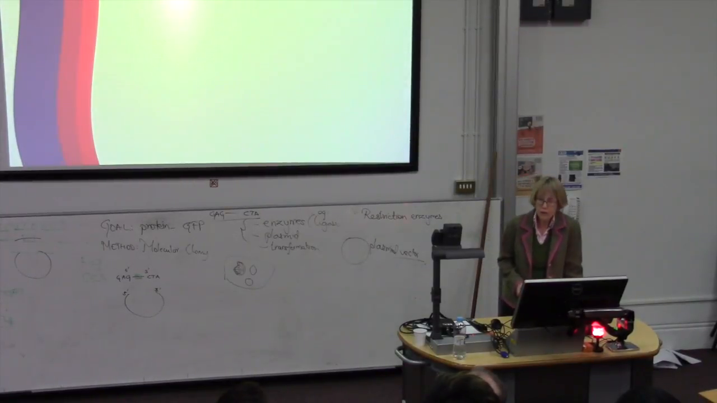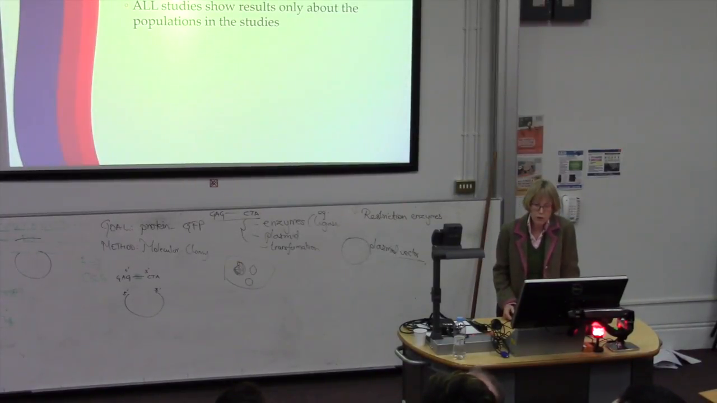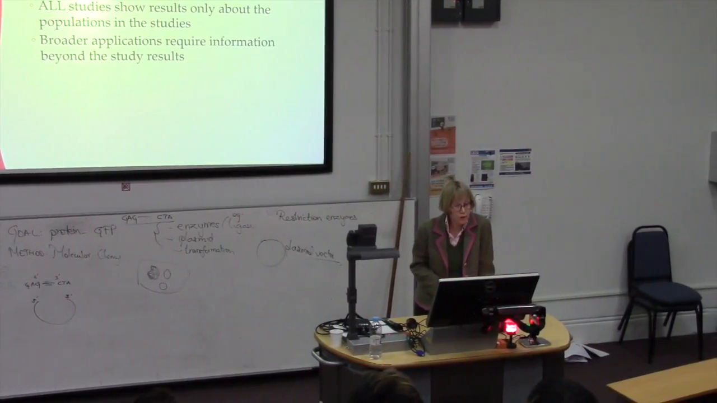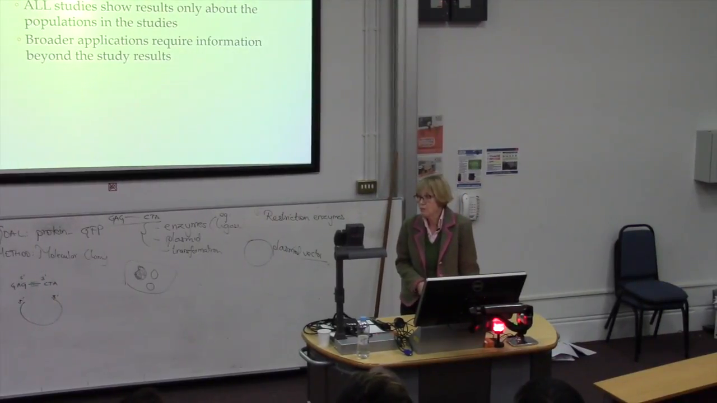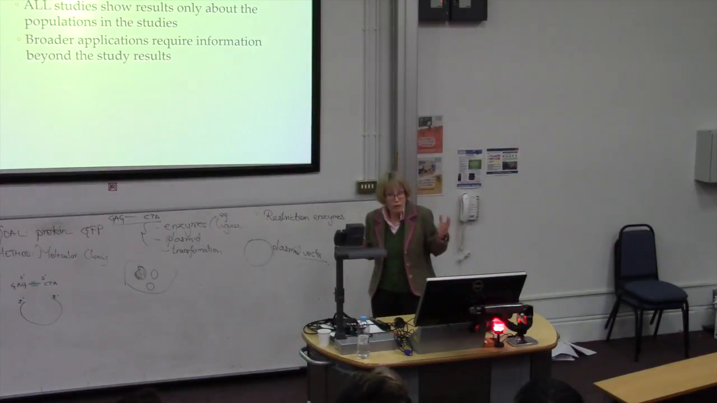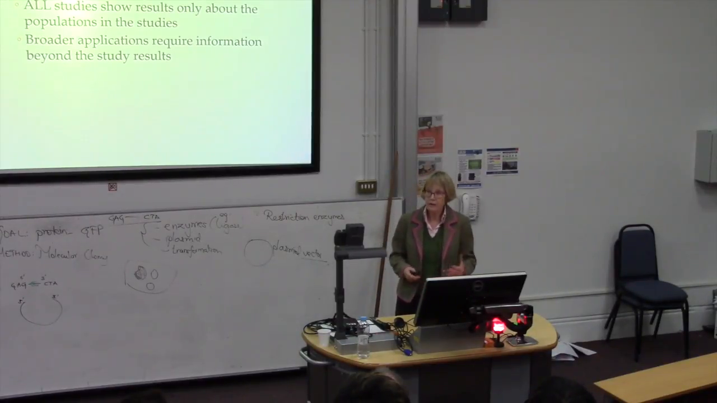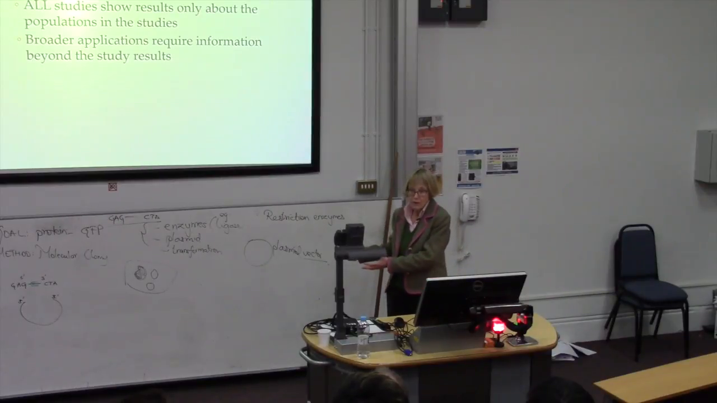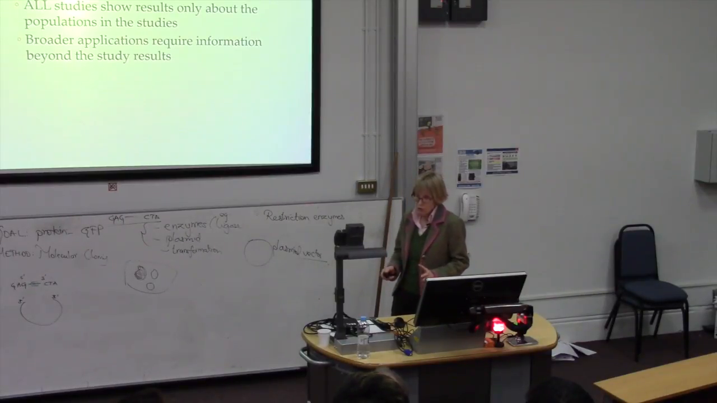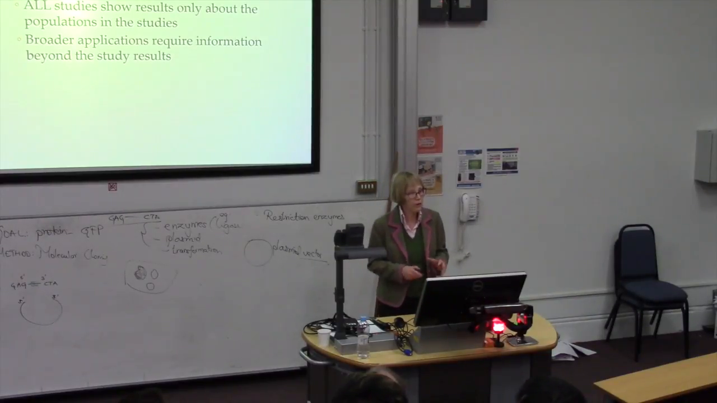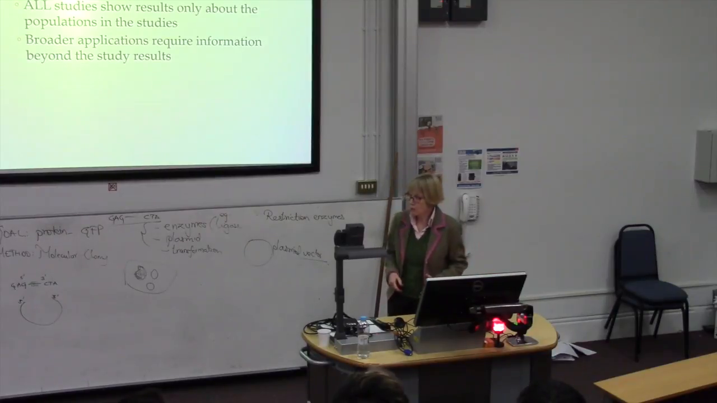Okay. My theses are: all studies show results only about the individuals in the study. Broader applications require information beyond the study results. I don't mean that you can never make broader applications, but they don't have anything to do with this marvelous design we're all so proud of, the randomized controlled trial. If you can make conclusions about anybody who wasn't in the study population, that has to be based on some other information than the trial result.